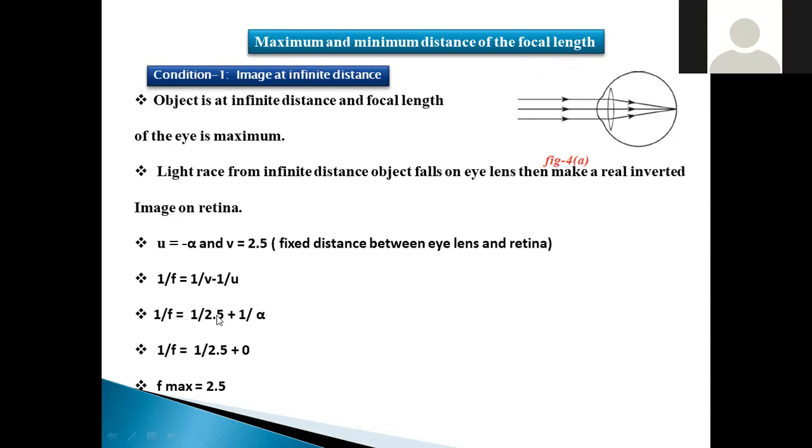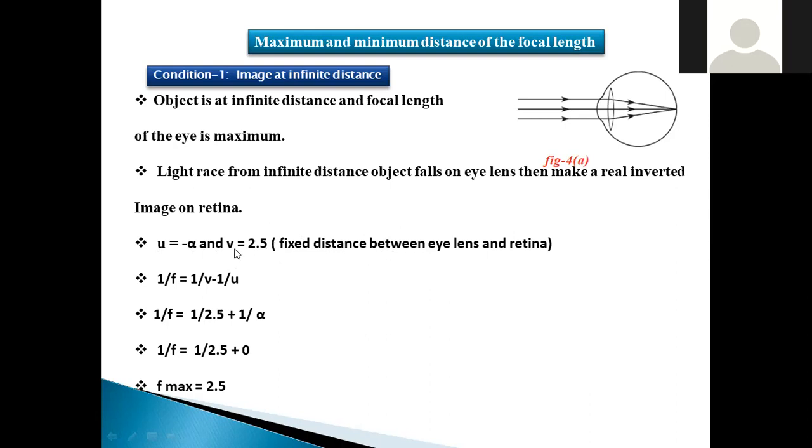In order to calculate the focal length, we have different components. U and V are present. So U is nothing but the infinite distance where the object was placed. V is the minimum fixed distance which is present between the retina and the eye lens.